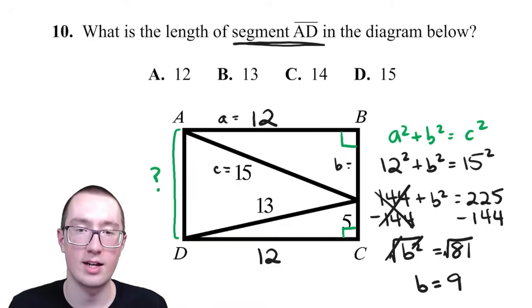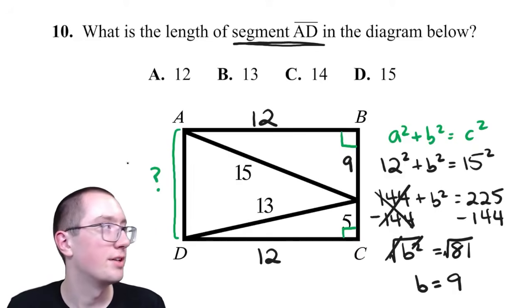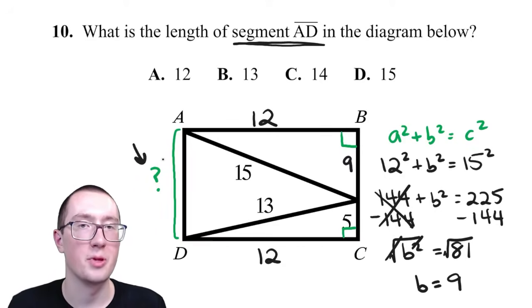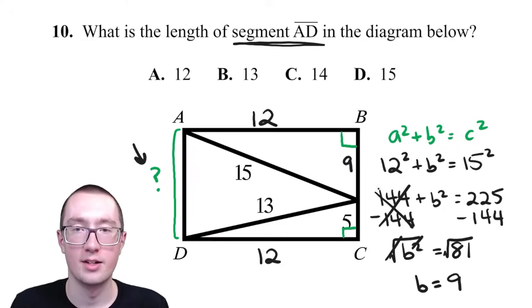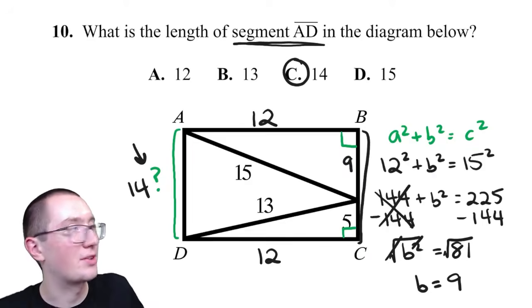So that is this side right here. So our final part right here is this side. Remember, that is our ultimate goal. What is AD? Well, it's the same length as this, which is 9 and 5. 9 plus 5 is 14. So answer C. That took a lot longer than I thought it was going to.